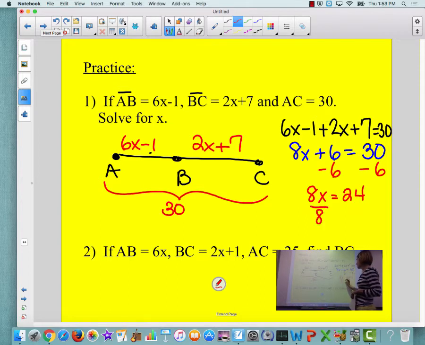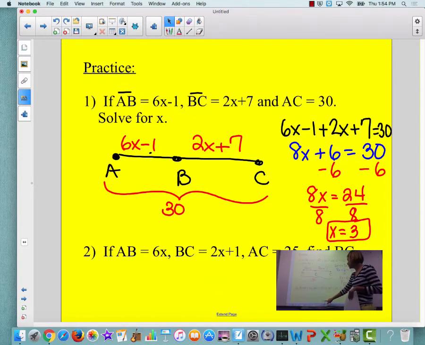And I'm going to divide by 8. So x equals 3. All right, now I'm looking at it. I go back to my question. My question says solve for x. Oh, so I'm done. I've got my x. Yay. Okay, so let's move on to the next example.